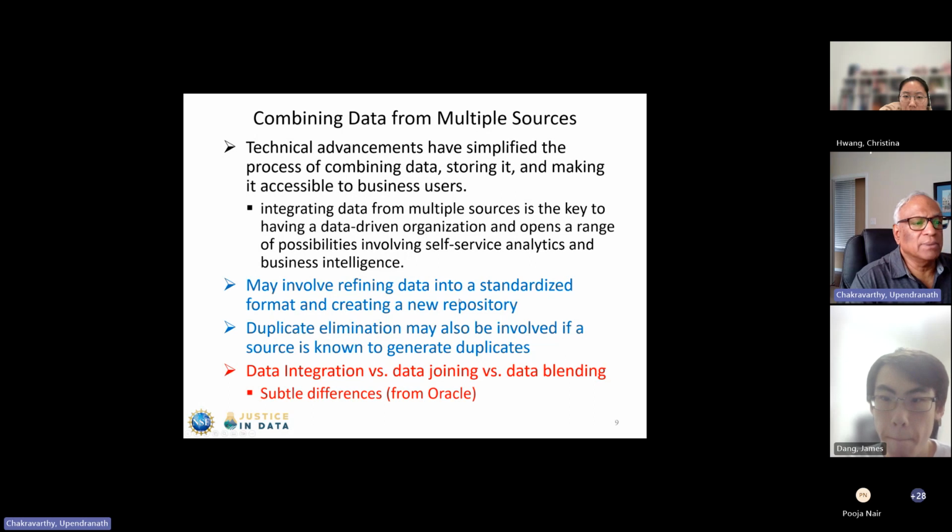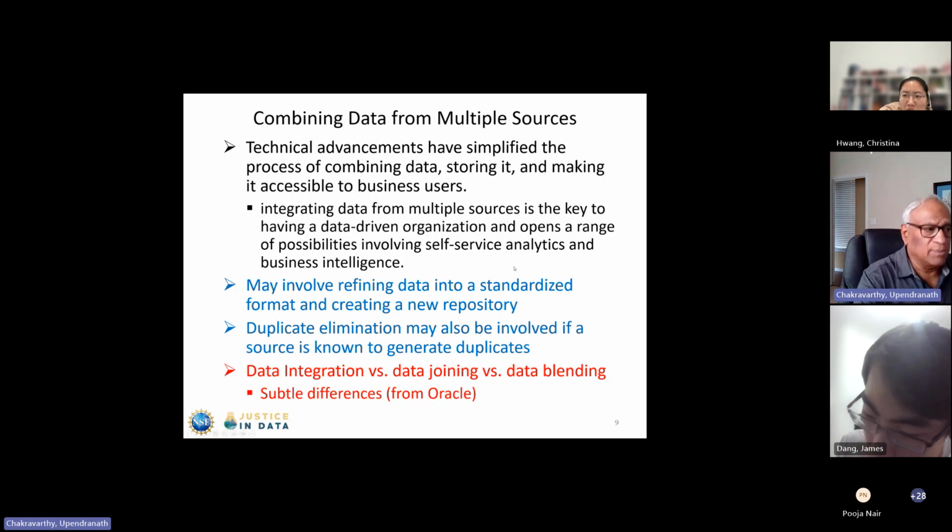Integrating data from multiple sources is the key to having a data-driven organization and opens a range of possibilities involving self-service analytics and business intelligence. This should not be a very hard or complicated process. It may involve refining data into a standardized format and creating a new repository, because not all the data sources may be using the same standardized format that is needed. Duplicate elimination may also be involved if a source is known to generate duplicates.